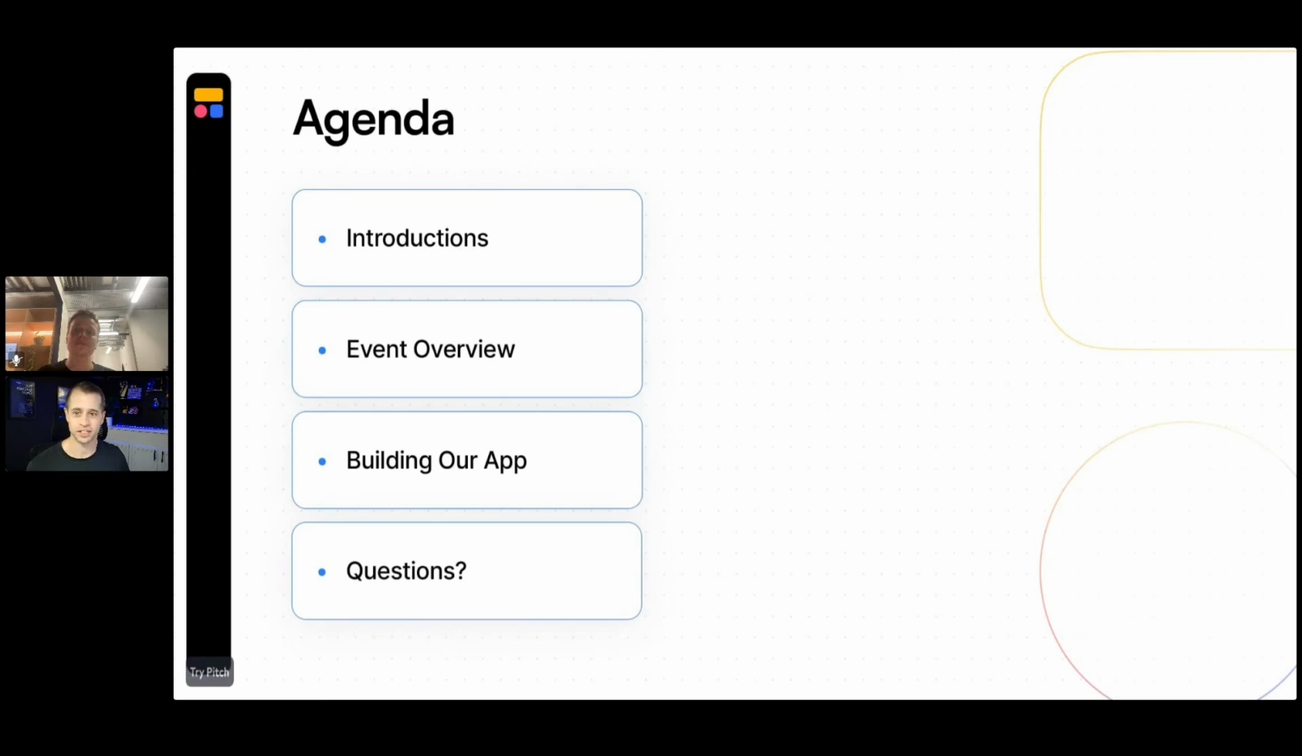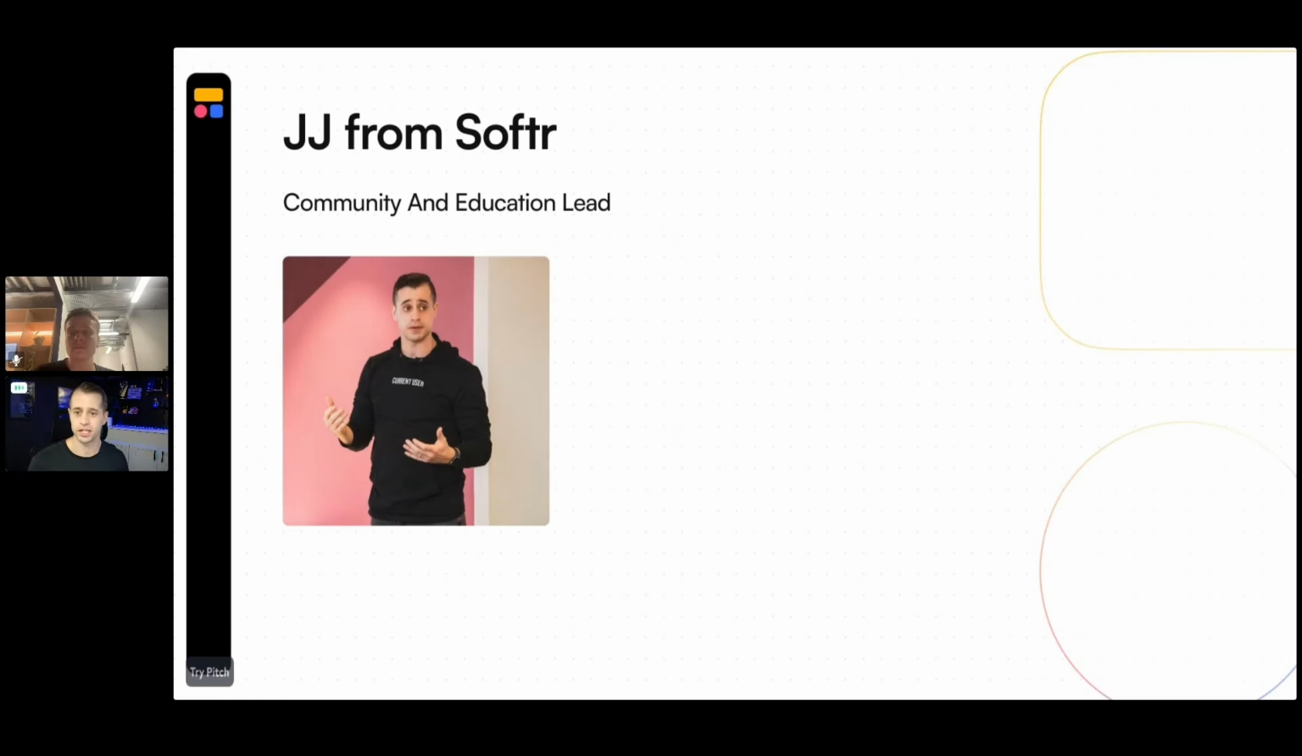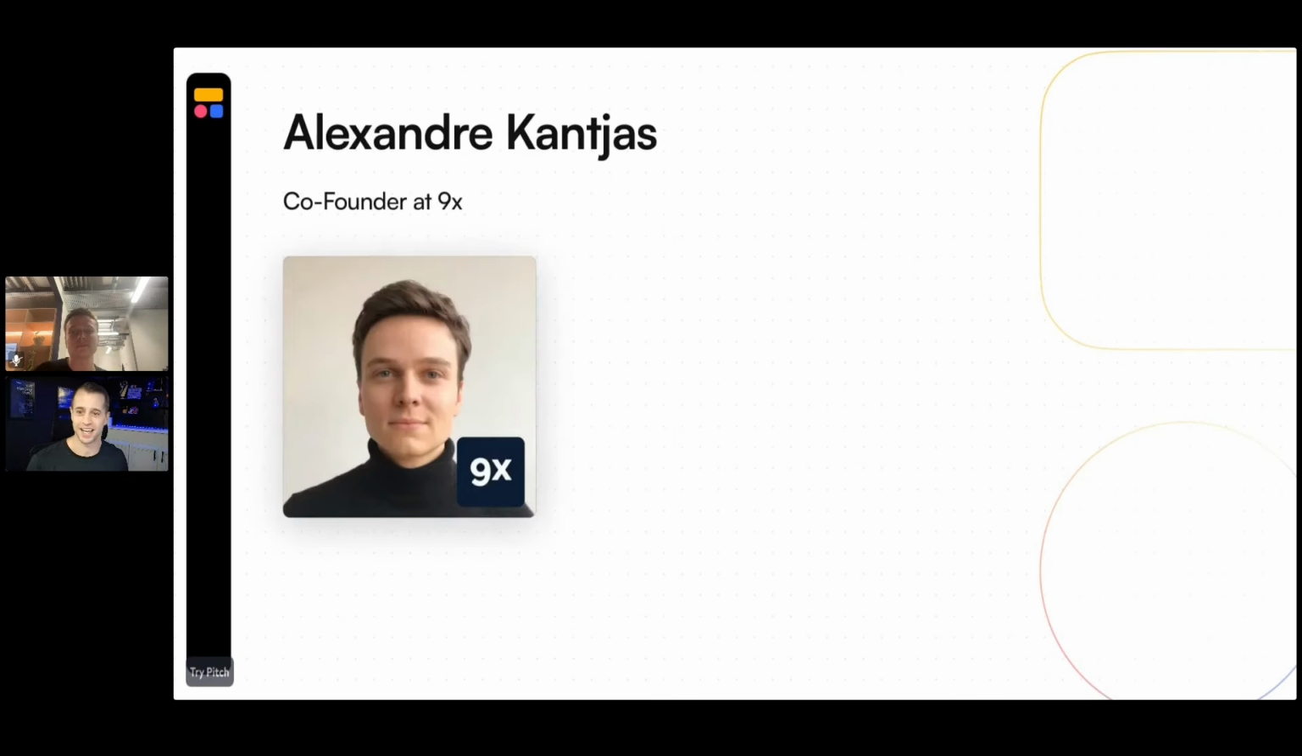So in the call today, we'll be going over introductions quickly. Then we'll talk about the app that we're building, and then we'll just do a lot of building and answering questions along the way. I am JJ. I lead our community and education here at Softr. I've been in the no-code space for quite a while now, building everything I can with no-code and AI. And I'm joined with Alex, my longtime colleague. Alex is a co-founder over at 9X, the founder of the Builders Club Conference, and many other things. Anything else you want to add into that, Alex? You teach no-code AI to people all over the world and many other things.